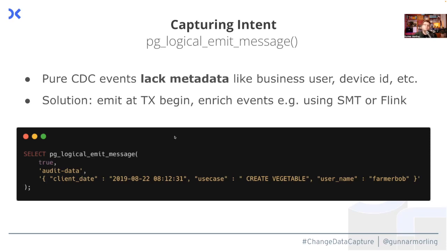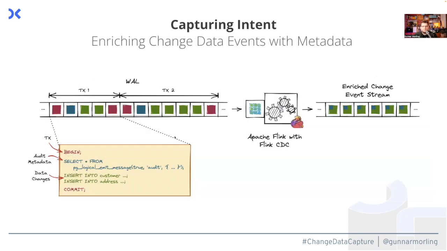So here we again would use this function, and at the beginning of each transaction we would write a logical decoding message with the metadata we are after into our transaction log. Here we would have something like client date, use case identifier, username, but really this is up to you, what you would like to have. So this is the first message which gets written to the transaction log for each transaction. And then the idea is that we would like to use stateful stream processing to take this event and put it into all the subsequent change events which are originating from the same transaction.